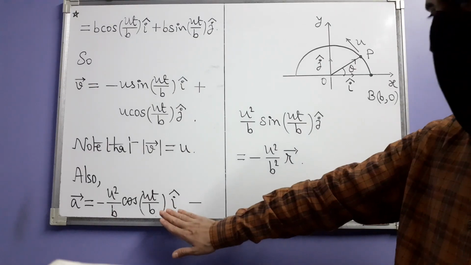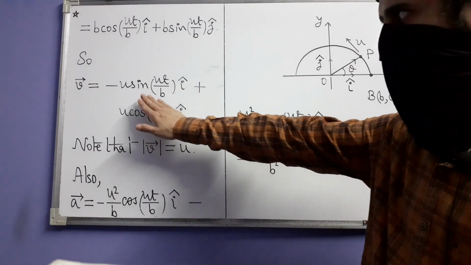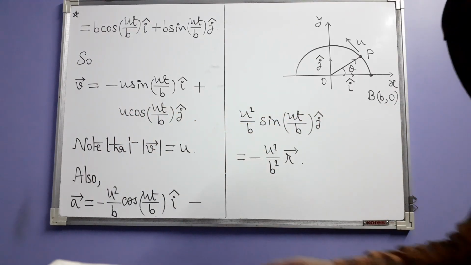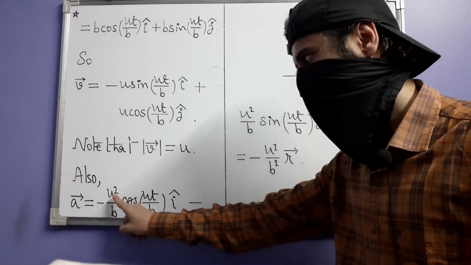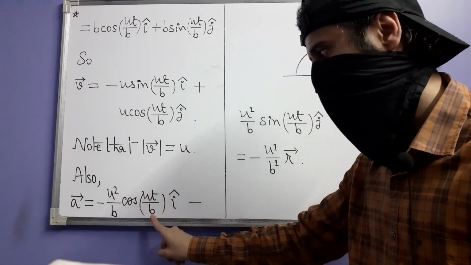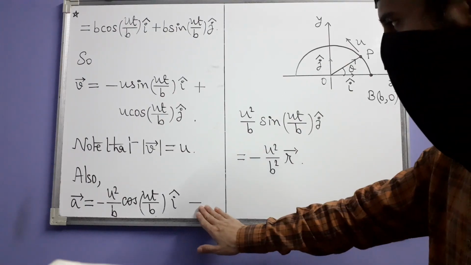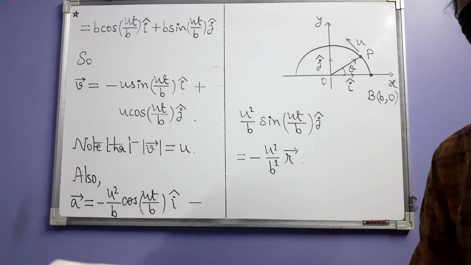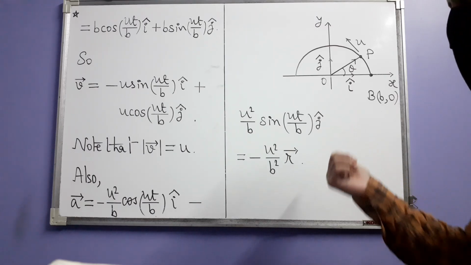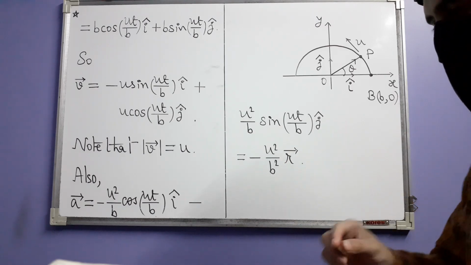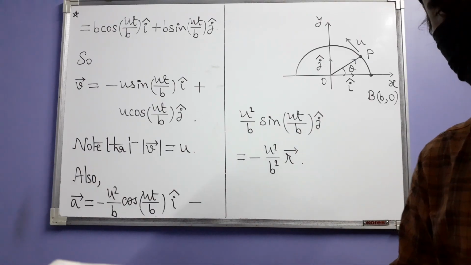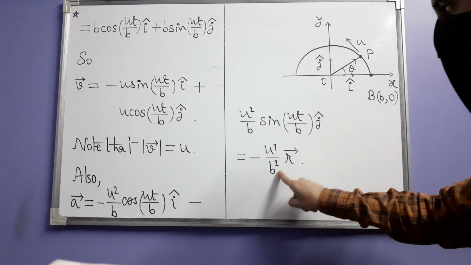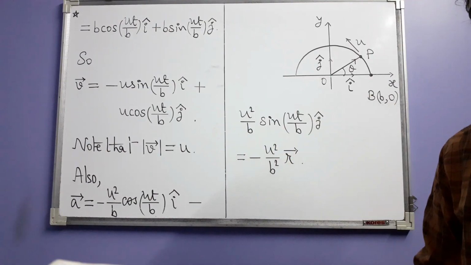Now next we similarly have acceleration, this time by differentiating velocity with respect to time. And you can go through the calculation yourself. This is what you get: minus u squared divided by b cosine of ut divided by b i hat, minus u squared divided by b sine of ut divided by b j hat. And if you go back and see what our vector r is, then this thing becomes minus u squared divided by b squared times r vector.